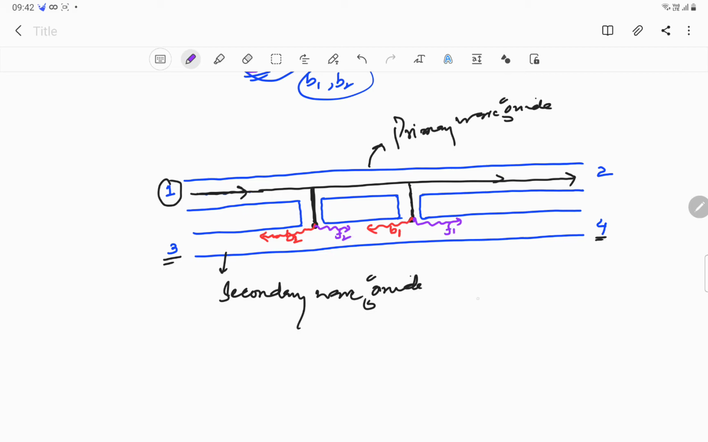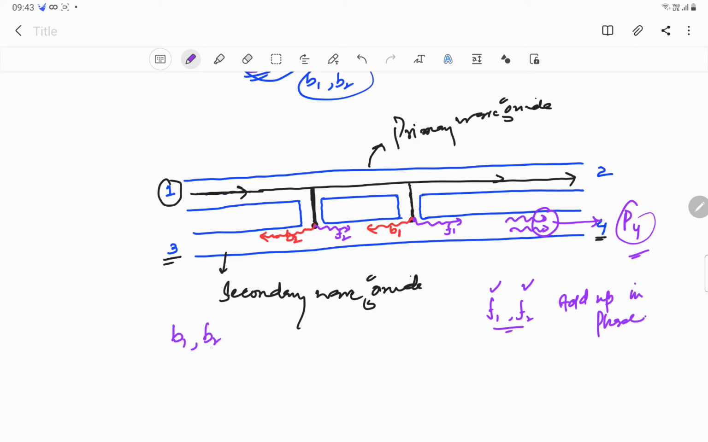Now, so far as F1 and F2 are concerned, as I said, they simply combine here to give us some power at port 4. The fact of the matter is that these two forward signals, F1 and F2, add up in phase, while B1 and B2 are out of phase.